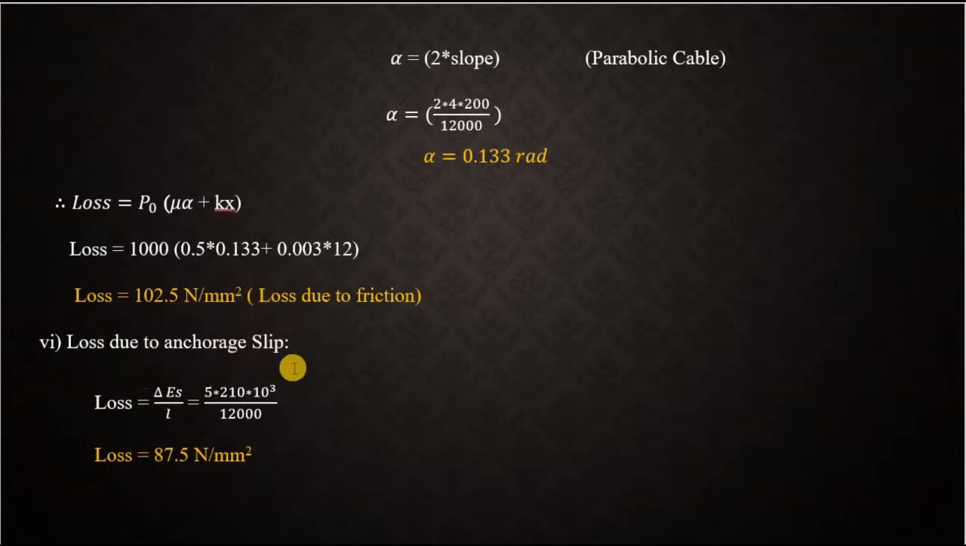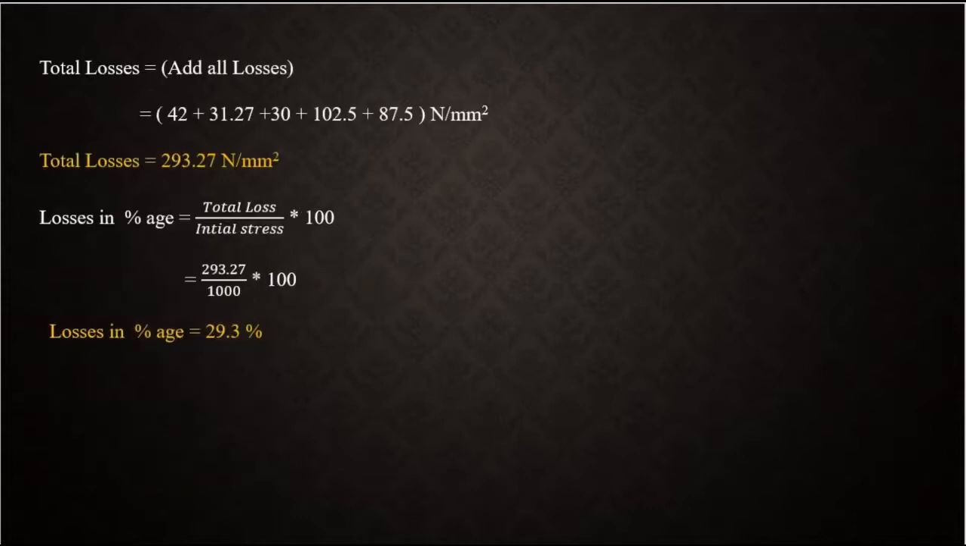The next loss is the loss due to anchorage slip. For this we have the formula delta ES by L. All values are known. Substitute and the loss is 87.5 Newton per mm square. Now we should add all the losses to find the total loss. I have added all the losses written here, and we get around 293.27 Newton per mm square as the total loss.